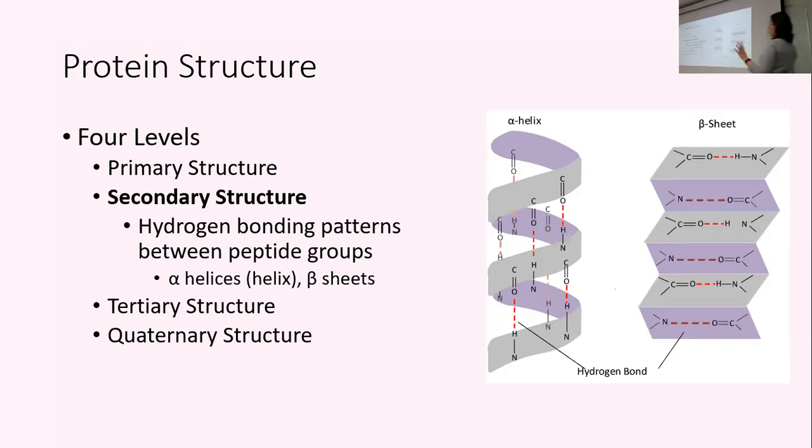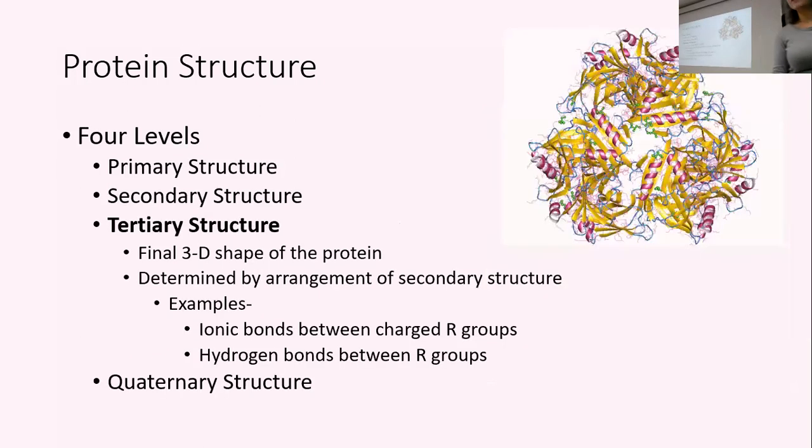So secondary structure, and you don't have to worry about why or when each of them happens, but just the secondary structure is the peptide groups start to coil together or they form this kind of flat structure, all right? And that's our secondary structure. Now, right? So this peptide chain is starting to kind of fold in on itself a little bit. At tertiary structure, right? This is our final 3D shape.